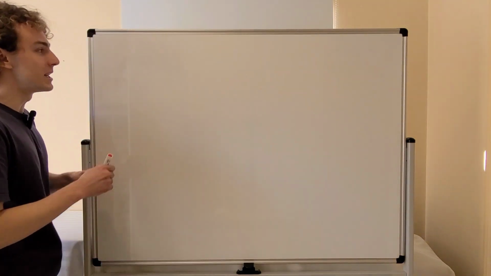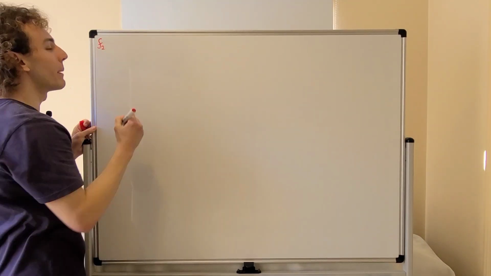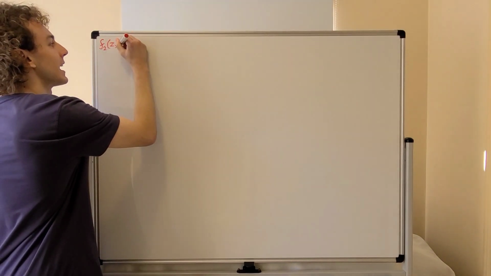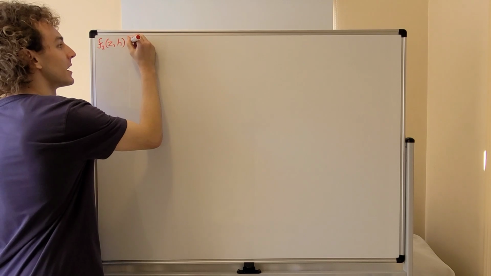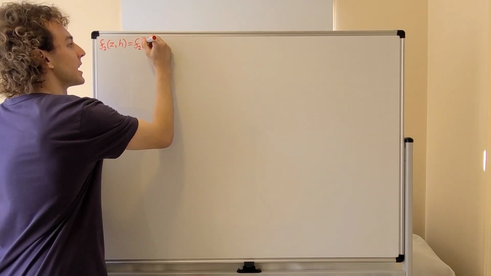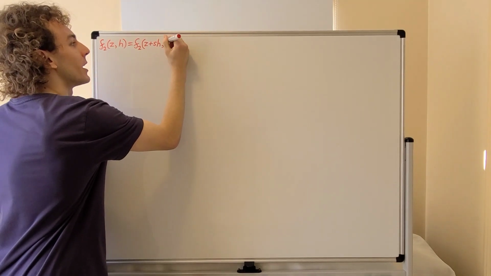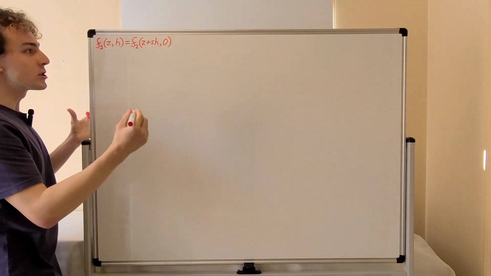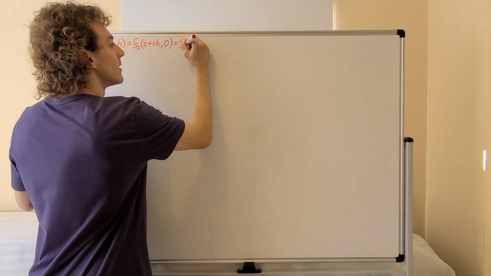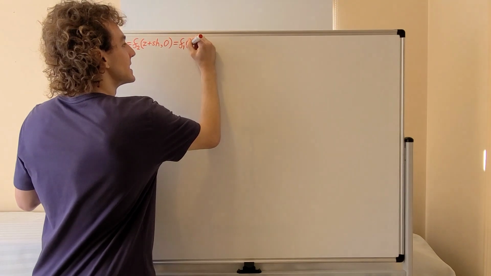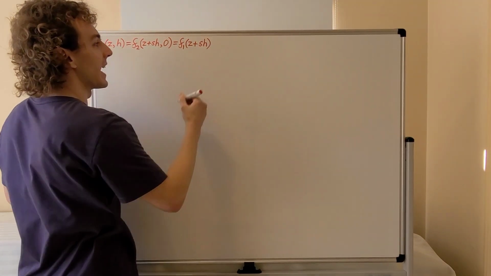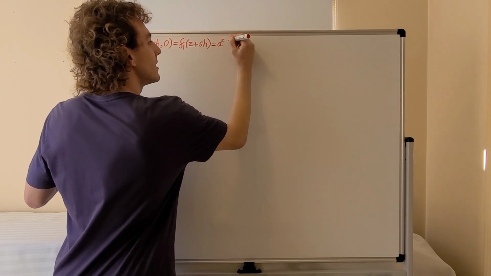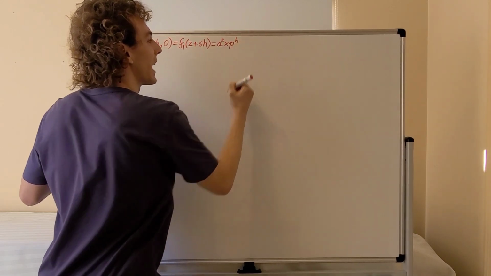Let's elucidate quantum cryptanalysis. In this video, we will investigate the quantum algorithm for discrete logarithms. Previously, we defined the function f2, which takes in a pair of inputs, z, h. This is equivalent to the function f2 with the pair of inputs z plus sh, 0. And this is also equivalent to the function f1 with the single input z plus sh.